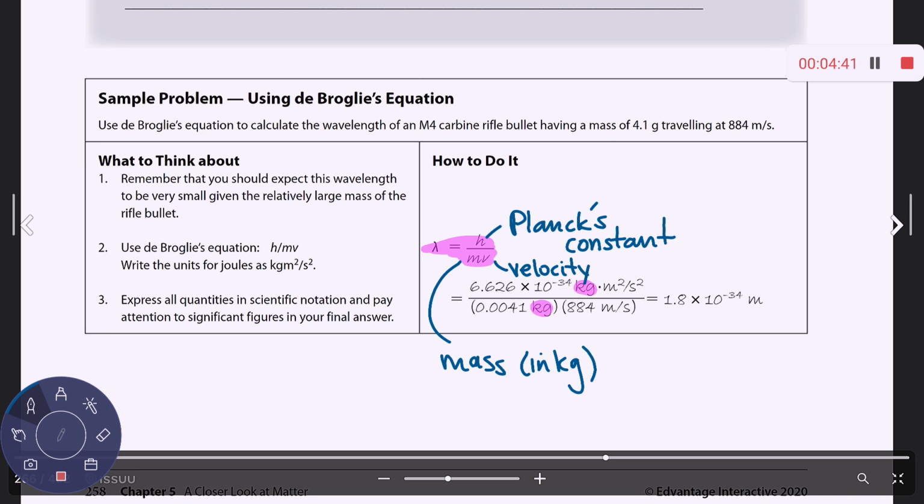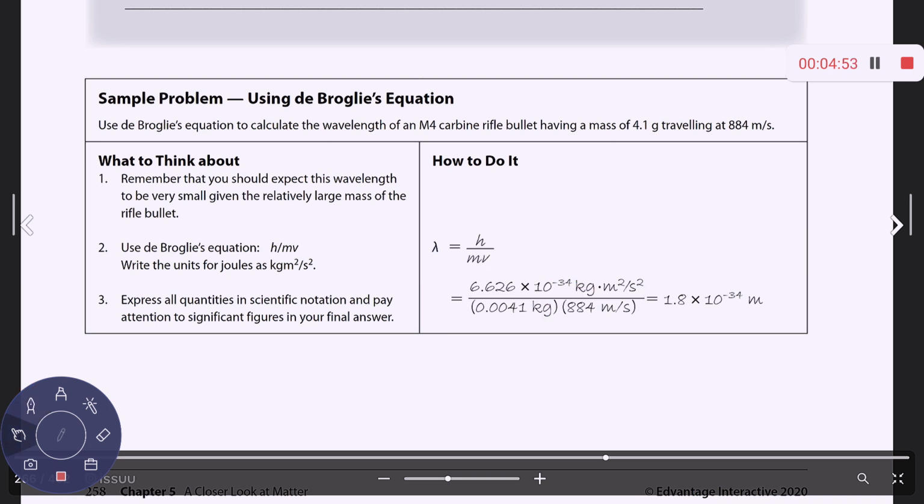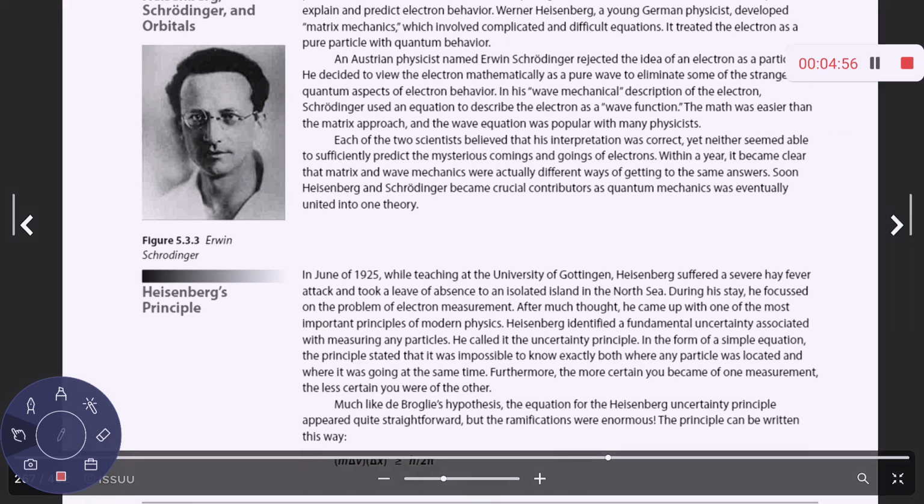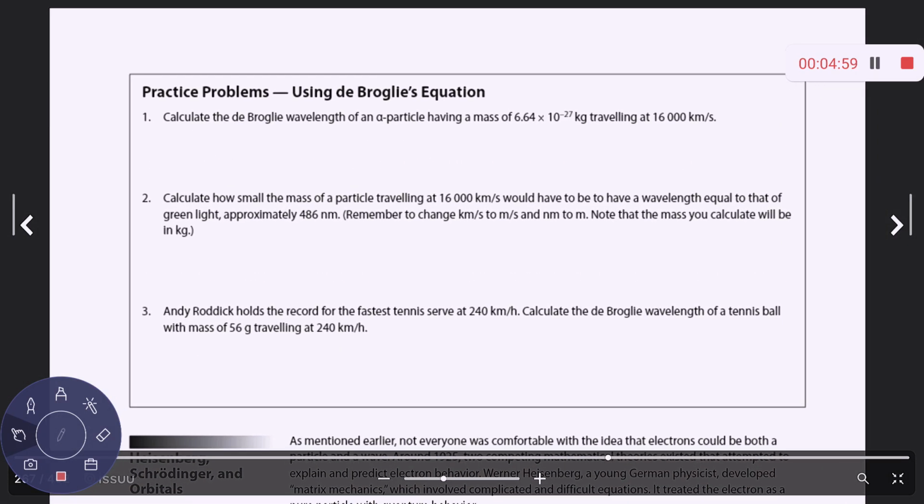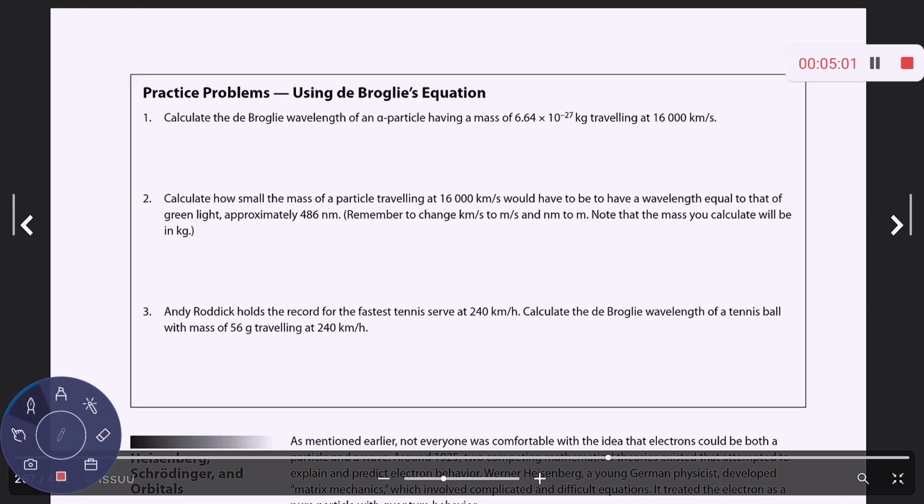Okay, so I'll do one problem with you. Let's take a look at the practice problems at the top of the next page. God bless you. Okay, number 1 says, calculate the de Broglie wavelength of an alpha particle with a mass of 6.64 times 10 to the negative 27 kilograms, traveling at 16,000 kilometers per second. Okay, so wavelength equals Planck's constant divided by mass times velocity.